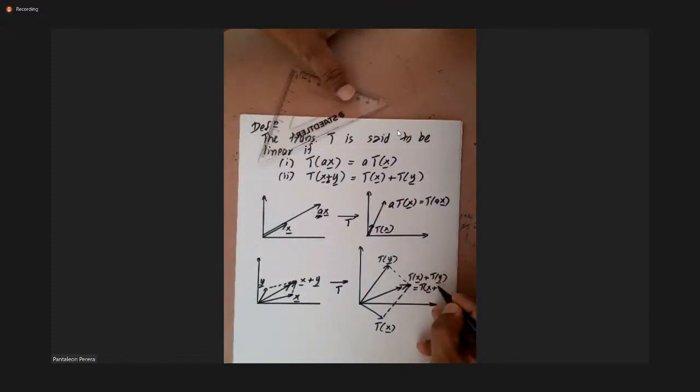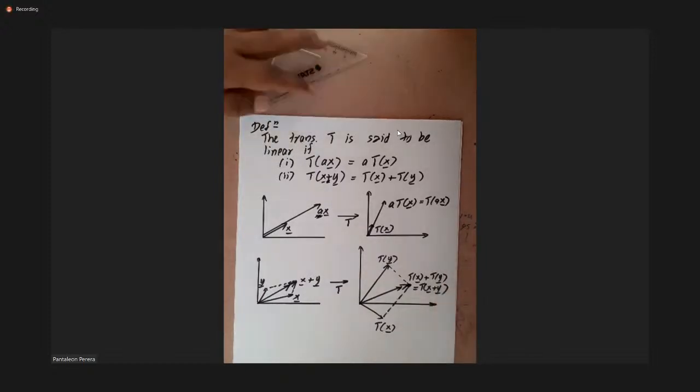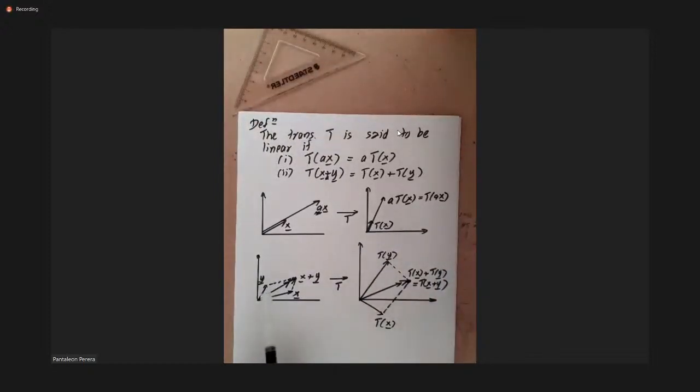Again, what does that mean? That means if you transform and add, it is the same as when you add and transform, no matter what the order is. You can apply the transformation first and then add, or you can add them and then apply the transformation. You would get the same vector. That's what linear means. The linear transform preserves addition and scalar multiplication.